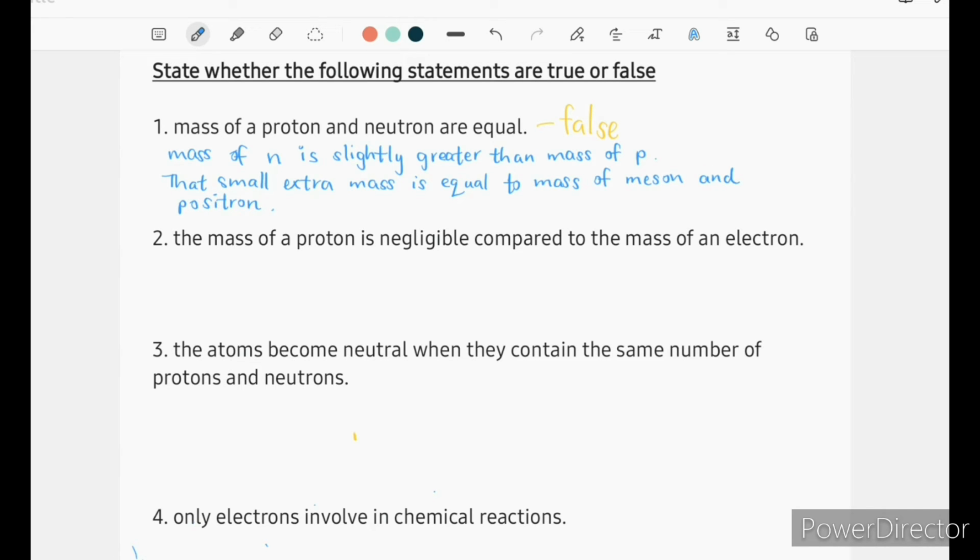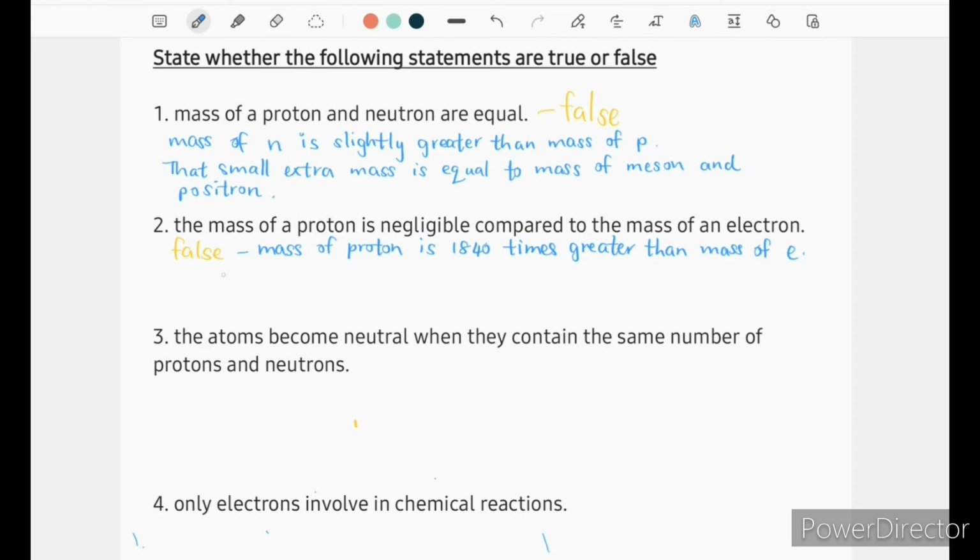Second statement, the mass of a proton is negligible compared to the mass of an electron. This statement is also false. Mass of proton is 1840 times greater than the mass of electron. Therefore, mass of electron is negligible compared to mass of proton.